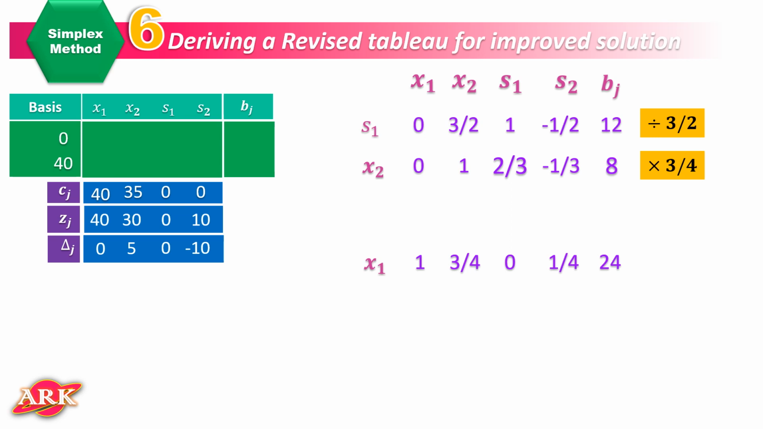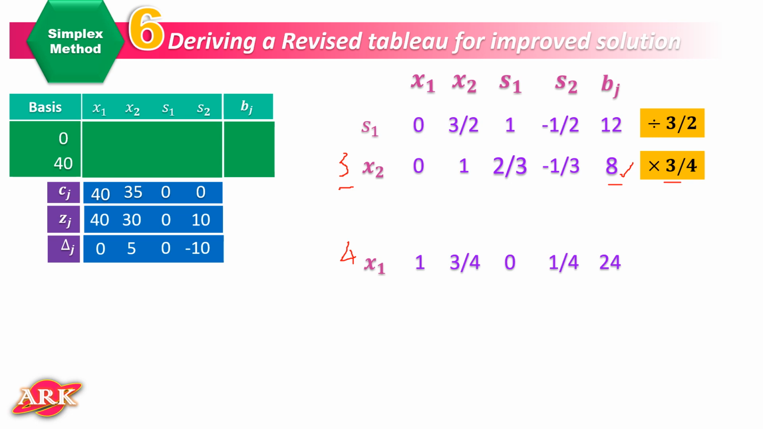We know that for production of X2, 1 unit requires 3 hours of manpower, and for production of X1, 1 unit requires 4 hours of manpower. 3 is nothing but 3 by 4th times 4 hours. If we multiply 8 with 3 by 4, we will get the total amount of time or manpower required for production of 8 units. Then we can subtract that from X1 values.